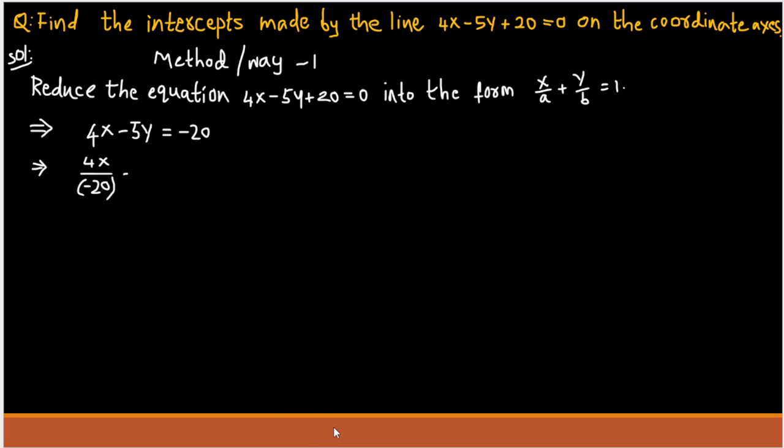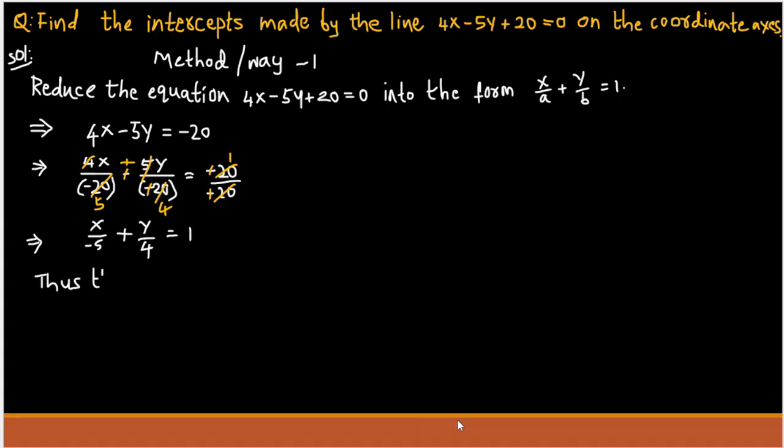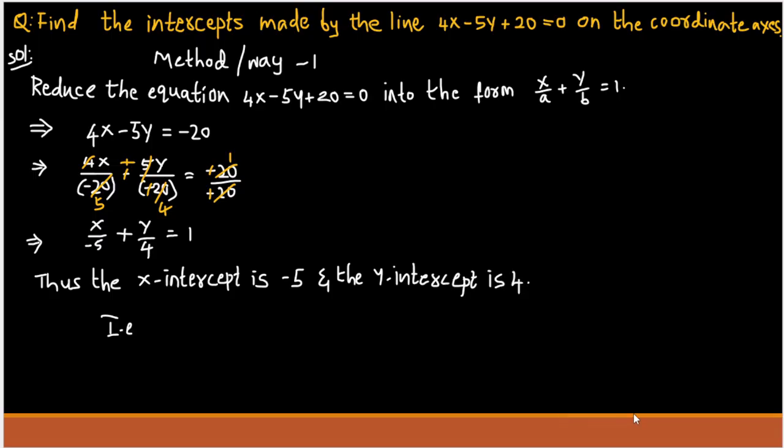Here we are writing this plus 20 on the right side as minus 20, and now dividing the whole equation on both sides by minus 20. So we get 4 and 20 get cancelled, and 5 and 20 get cancelled, and minus 20 and minus 20. So the remaining is x by minus 5 plus y by 4 is equal to 1. Thus the x-intercept is minus 5 and the y-intercept is 4.